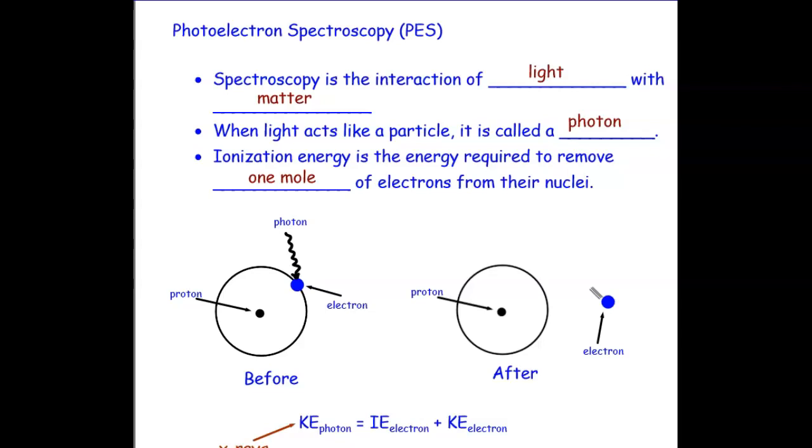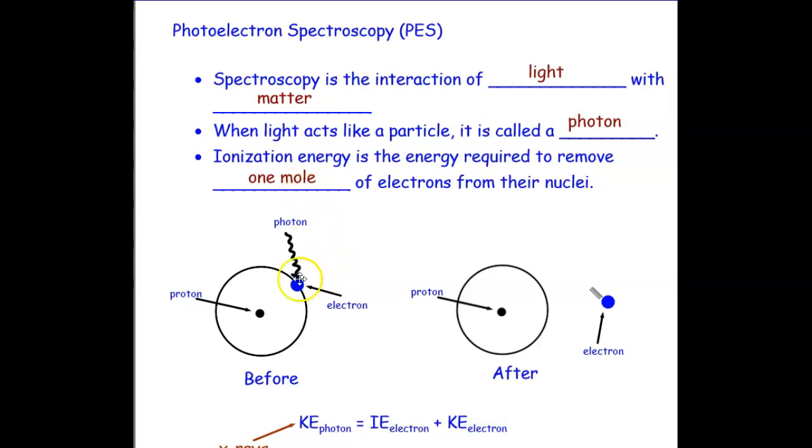Just to review, light, like electrons, can have properties of both particles and waves. When light behaves like a particle, we refer to it as a photon. Electrons can be ejected from an atom when they're hit with high enough energy. This is called ionization. Ionization energy is the amount of energy to remove a mole of electrons from their atoms, and it is always positive, since energy is added to the system.